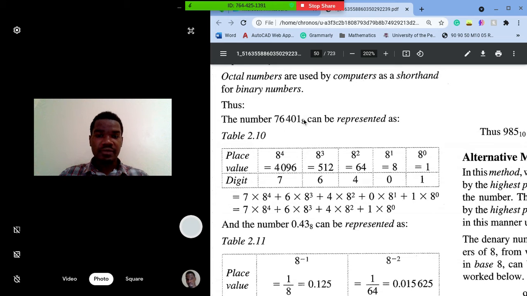This is a very large number in base 8, correct? Right here, 76,401 base 8.